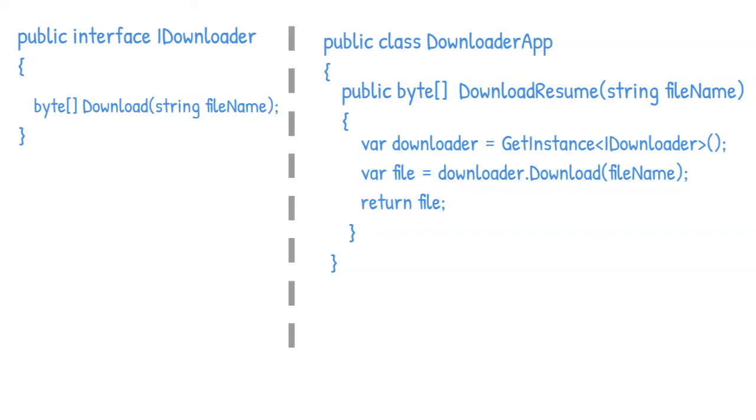Please take note that for DownloaderApp, the logic to download the file is an abstraction. The IDownloader interface hides that implementation behind the scenes. The DownloaderApp only cares about ensuring the right file name is being passed to the downloader.